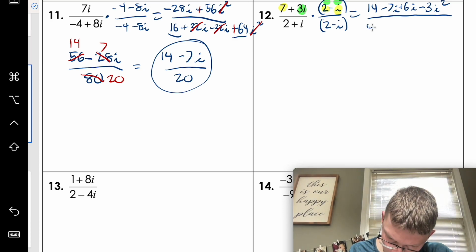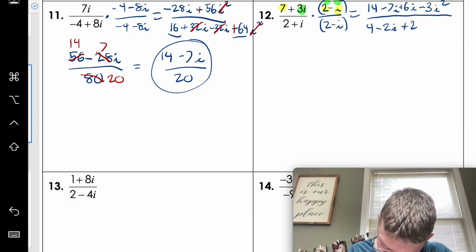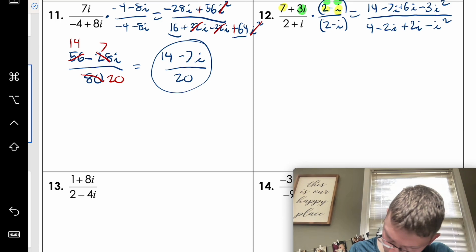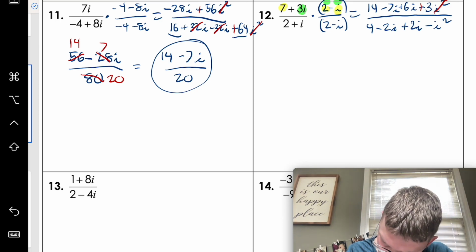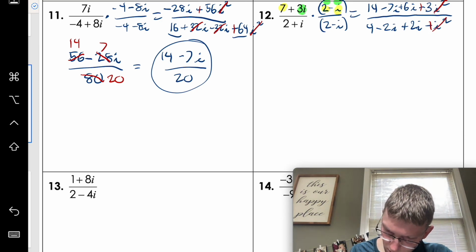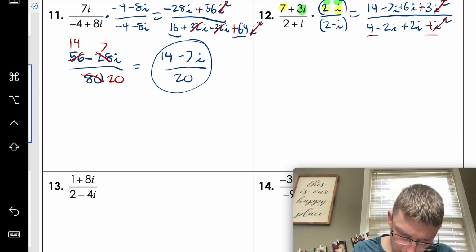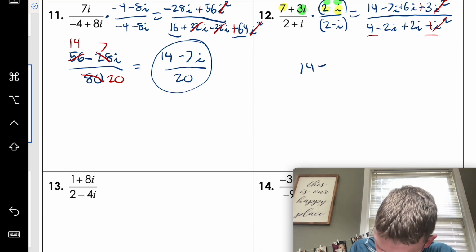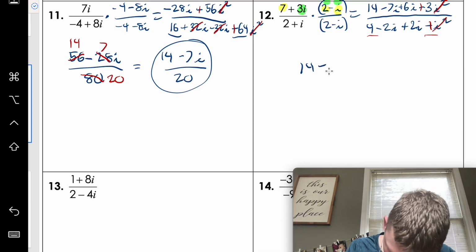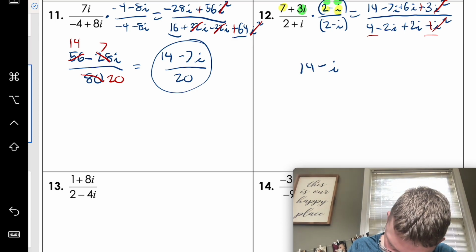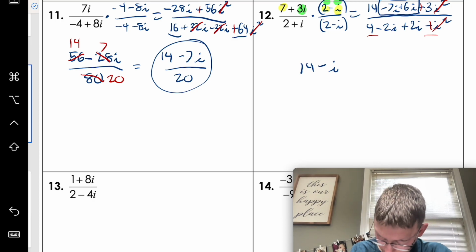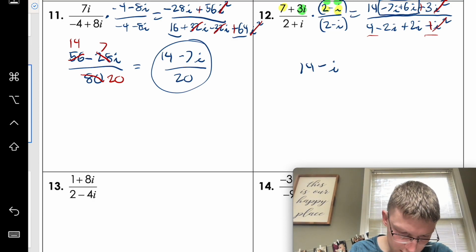And then we've got 4 minus 2i plus 2i minus i squared. Our i's are going to change some signs. We're going to combine these two. And what do we have left over? We got 14 minus i. So I combine these two. Oh, I forgot a 3 in there too.